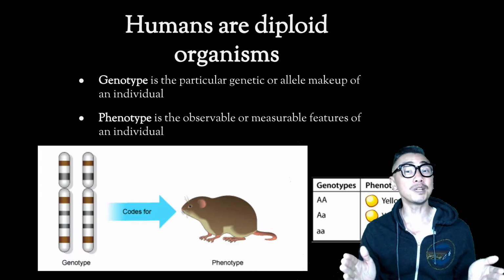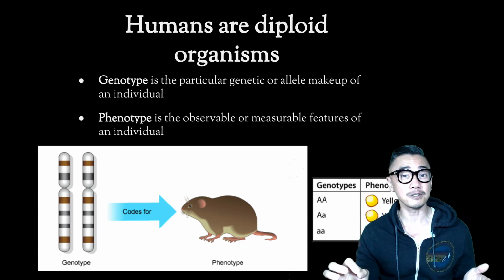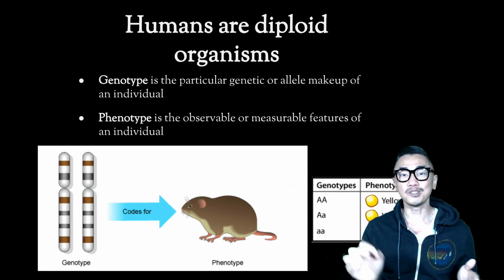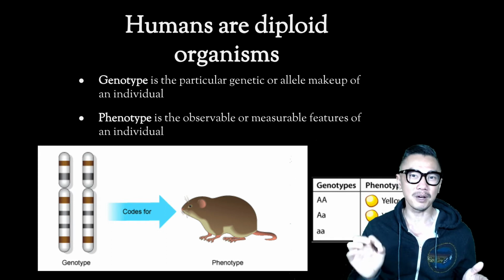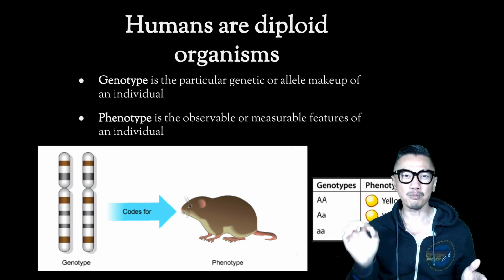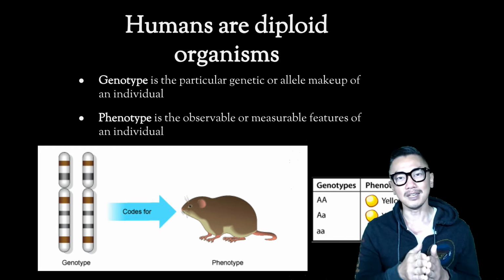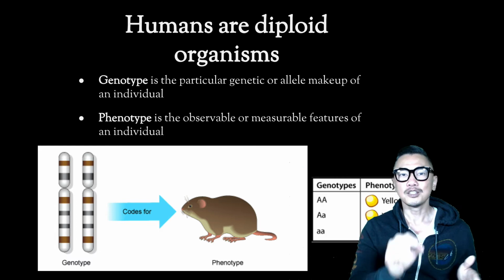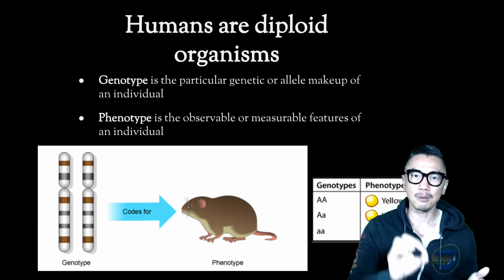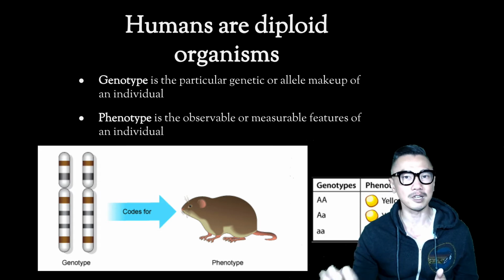One way in which we can look at genes is by studying genotype and phenotype. Genotype is the genetic or allele makeup of an individual. Phenotype is the observable or measurable effect or features of an individual. In the diagrams on this slide, genotype can produce brown mice, or it can produce yellow or green peas.